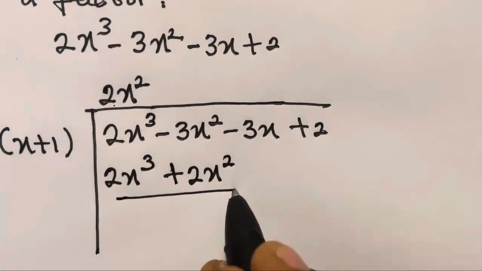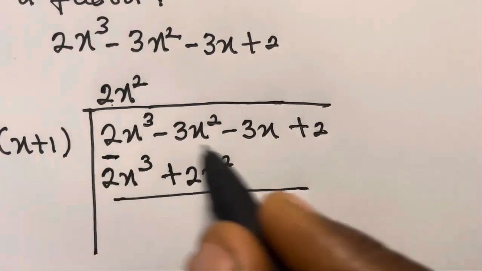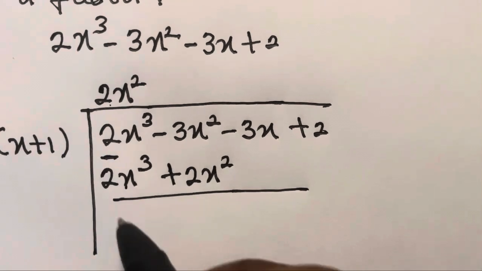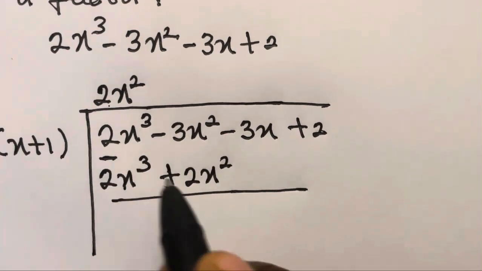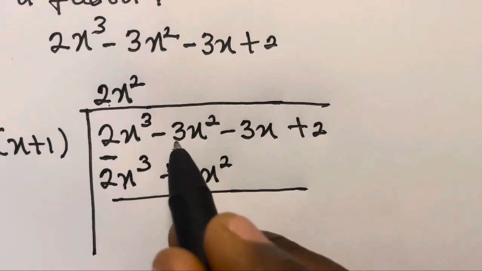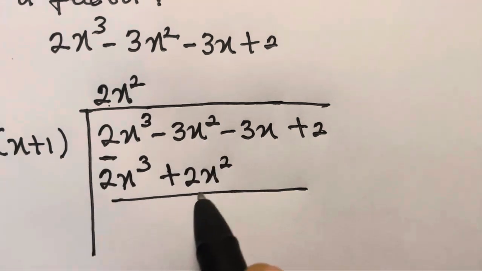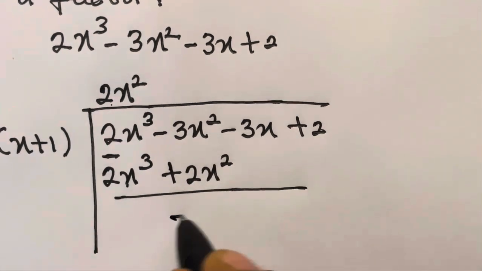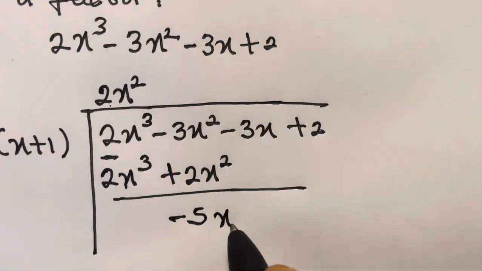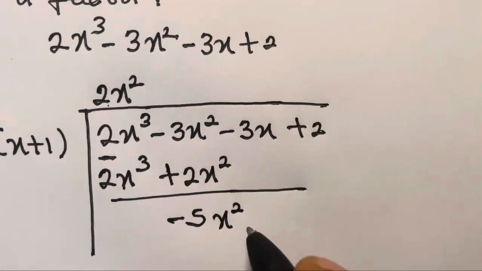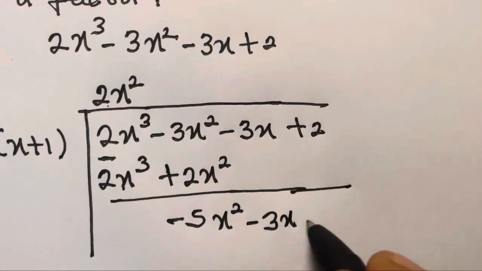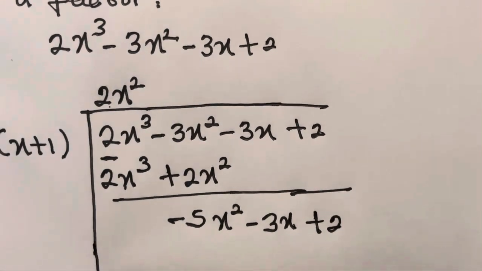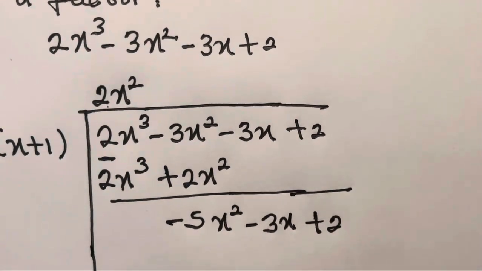So you now subtract this. If you subtract this, we have 2x cubed minus this, this will give us 0. So we have minus 3x squared. Then minus times plus, we have minus. We have minus 3x squared minus 2x squared. So we have minus 5x squared. Then we have minus 3x and plus 2. So again, because we have to divide this until we arrive at 0.